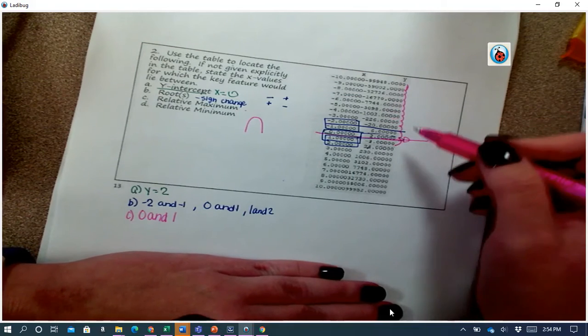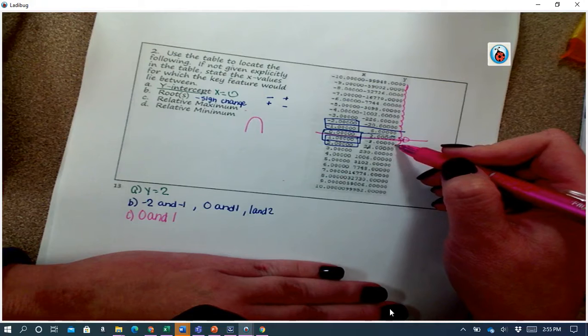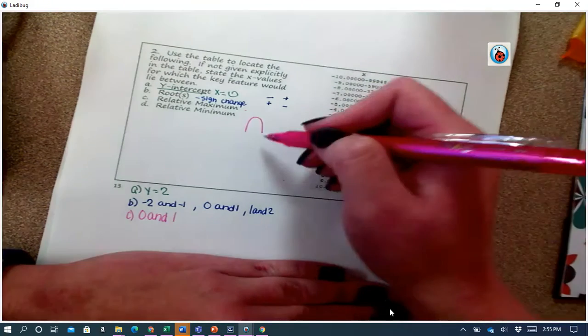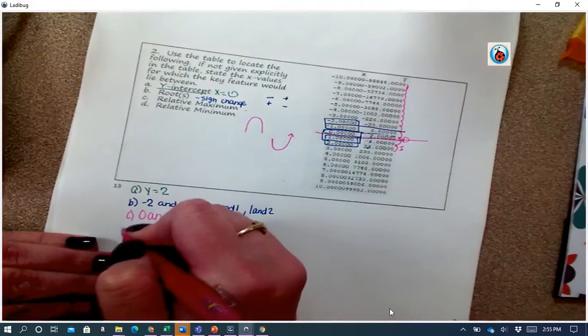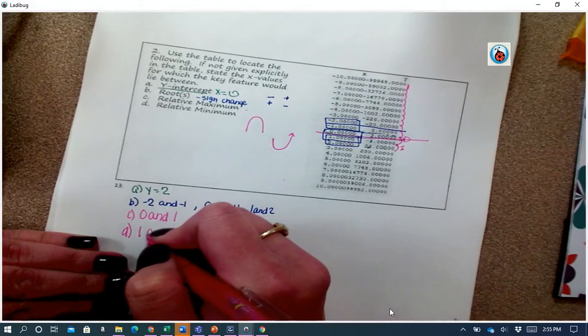So now, let's see if we got any others. If it's decreasing, decreasing, and then this increases. So if it's decreasing and then increasing, that means that we just found a relative minimum between 1 and 2.